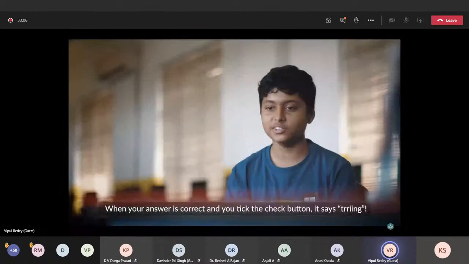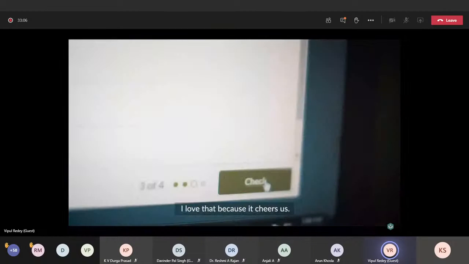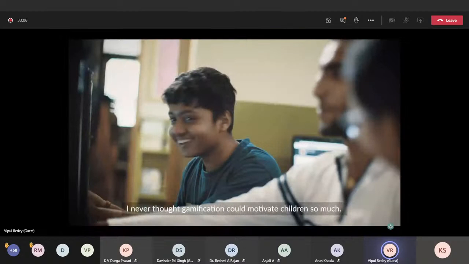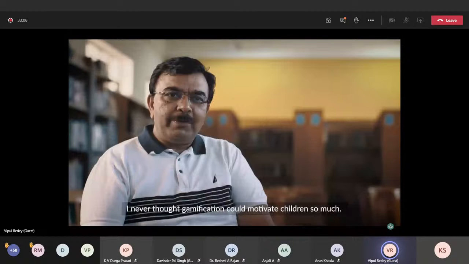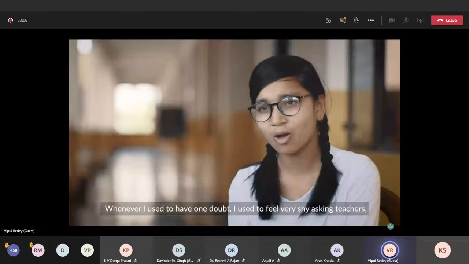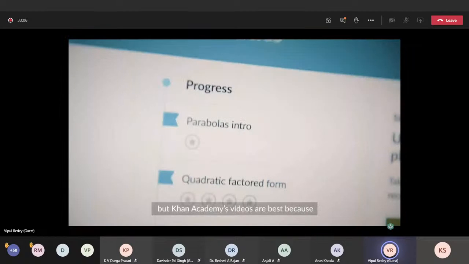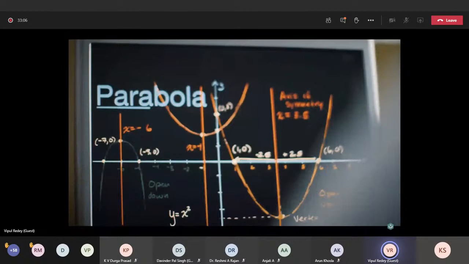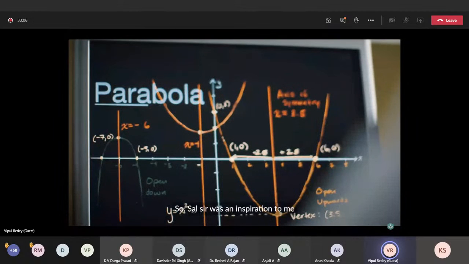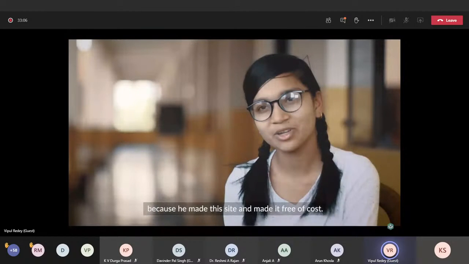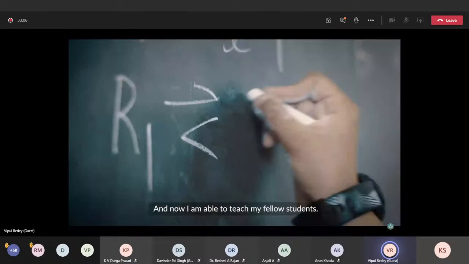I never thought gamification could motivate children so much. They have become confident self-learners. Also, their English comprehension capabilities have improved tremendously. Whenever I used to have a doubt, I used to feel very shy asking teachers. But Khan Academy's videos are the best because I can play them as many times as I want. Parabola is going to be y is equal to x squared. Sal sir was an inspiration to me because he made this site and he made it free of cost. And now I'm able to teach my fellow students. I am in love with mathematics just because of Khan Academy.